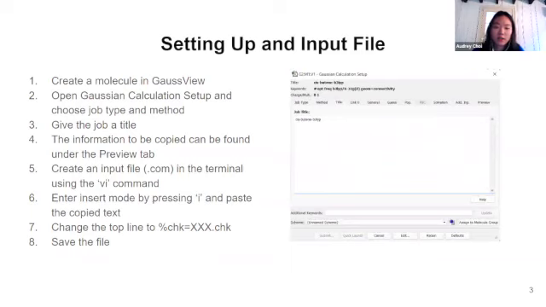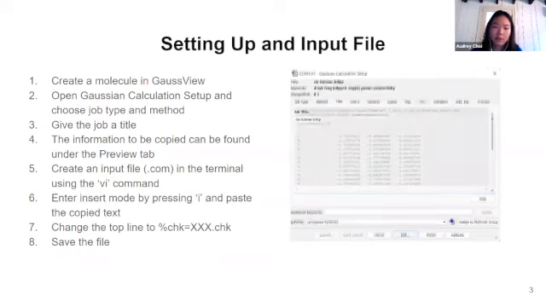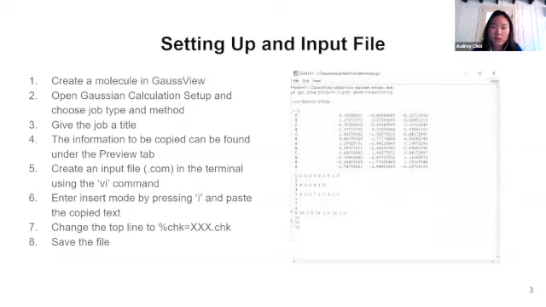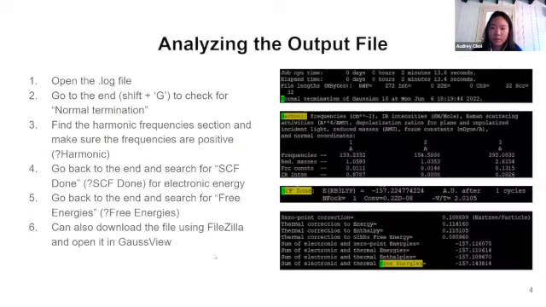All the information that you want to be copied can be found under the preview. If you want a better view or to edit the text, you can go to the edit button, select all, and copy this into the terminal, where you paste it into your created input file. Then make sure you change the top line so that it looks like this, with the X being the name of your file, and then you save your file. Maggie will do analyzing this output file.